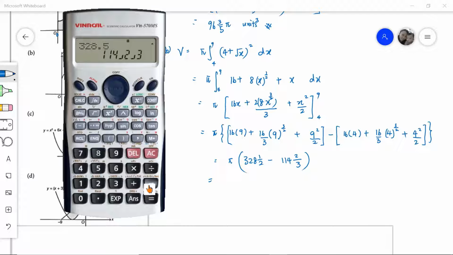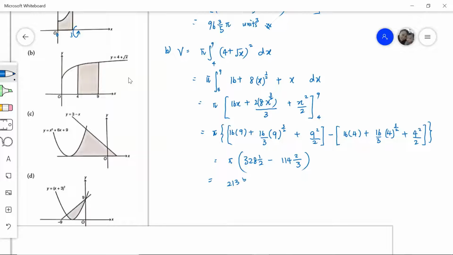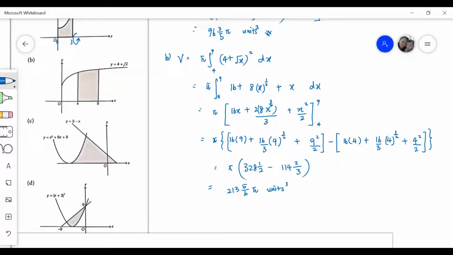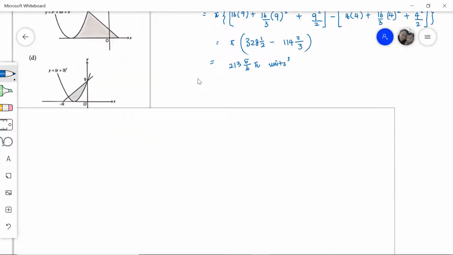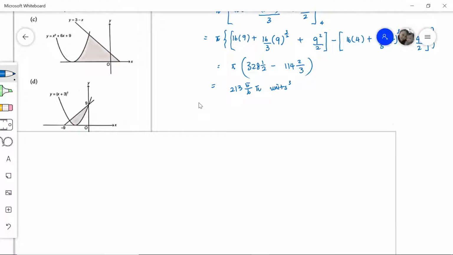328.5 minus 114 and 2 over 3. So we have the answer 213 and 5 over 6. Okay, 213 and 5 over 6 pi units cubed. Okay, so that's it. We found the answer for part B. Now, let us move on to part C. Let's look at part C.